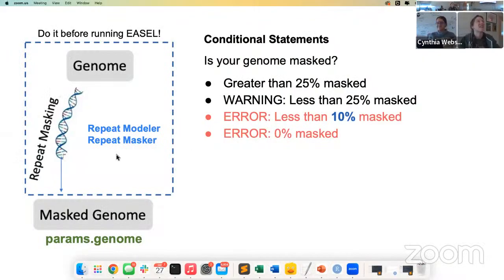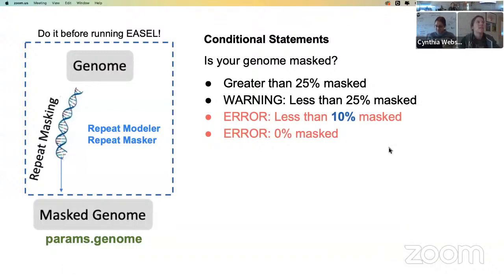Okay, so for the params genome, this again is just a pass to your SoftMesh genome. We have conditional statements embedded into the pipeline to make sure your genome is masked. Anything greater than 25% mass is typically normal. If you have a smaller genome, I find that it will be less than 25% mass, like Arabidopsis and even Drosophila, they're about 100 megabases. So it'll throw a warning, but it won't kick you out, just in case that's weird to you.